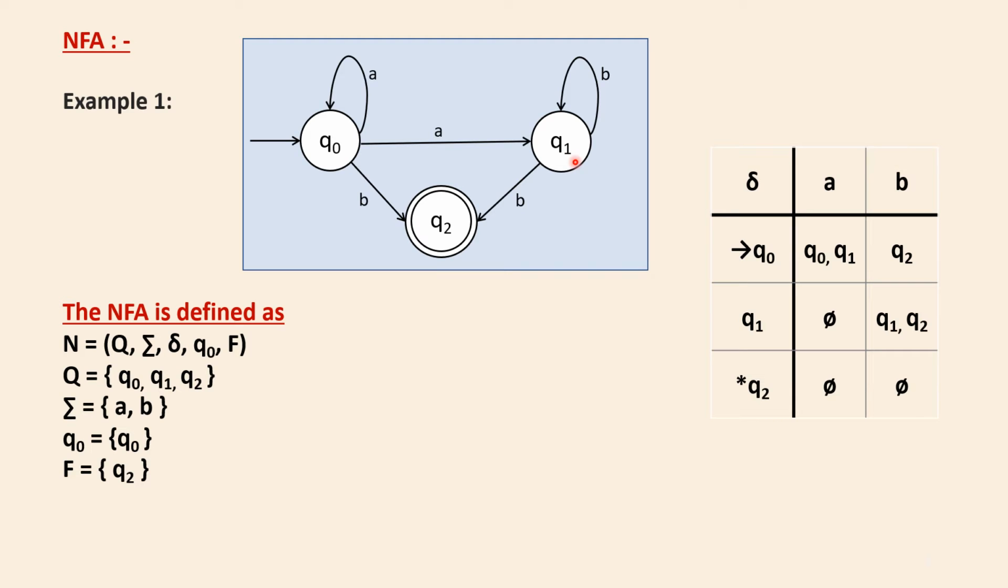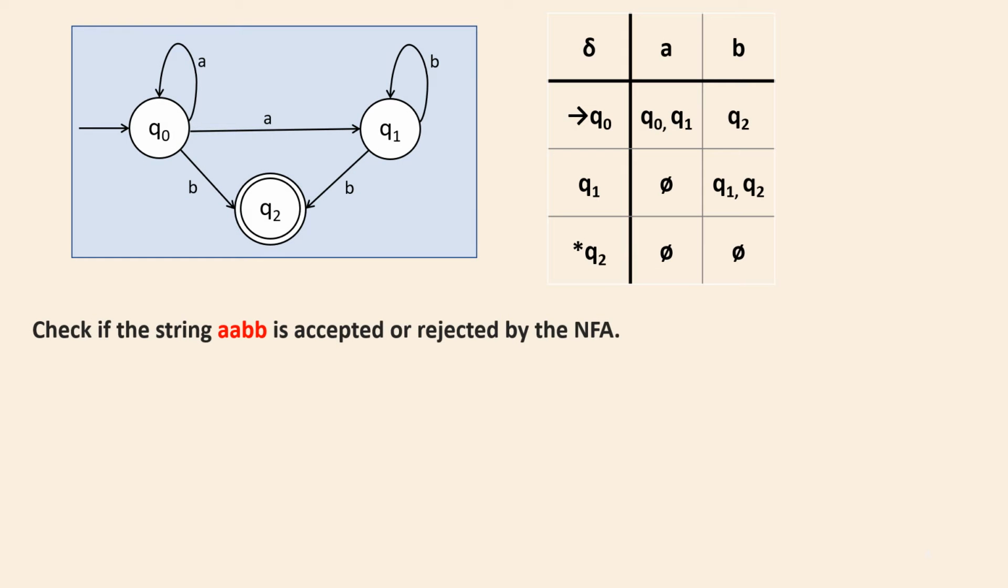And Q1 on input A has no transitions, and Q1 on input B can either be in Q1 itself or it can go to Q2. So Q1 on input B can be in Q1 or it can go to Q2. And Q2 on input A and B has no transitions. So this is the transition table for the NFA diagram. So here we have the NFA and we also have the transition table.